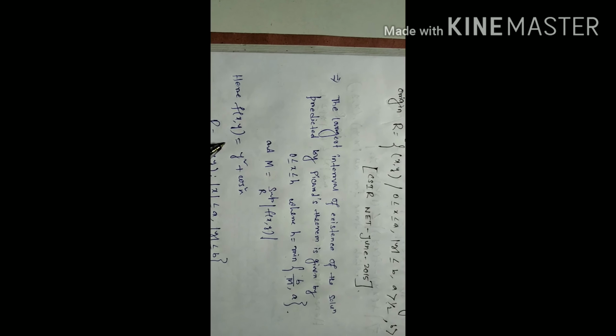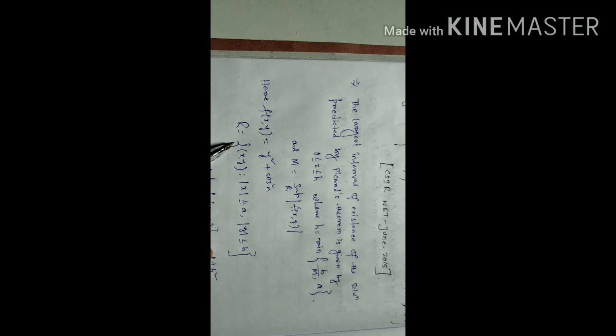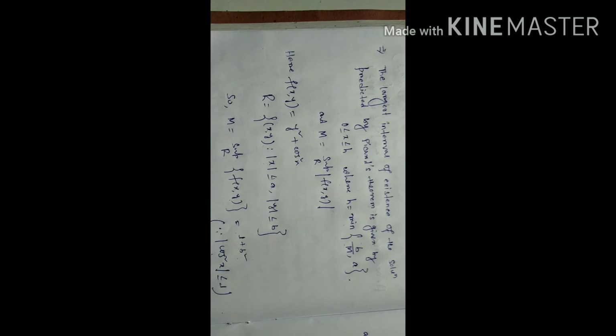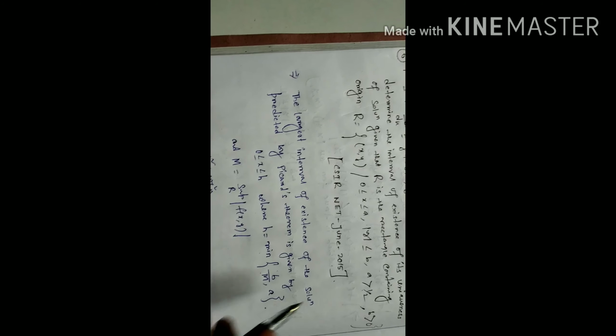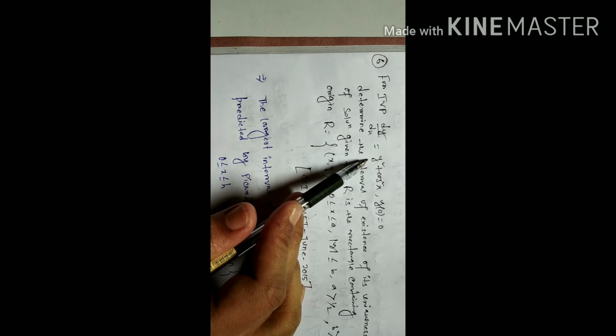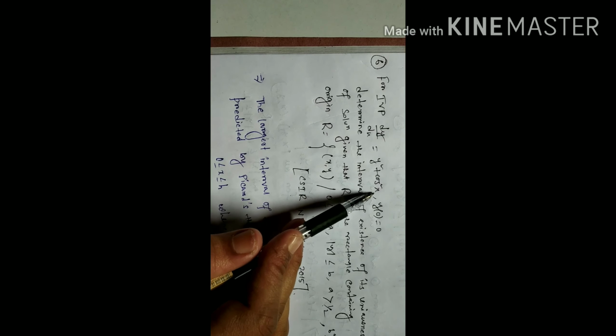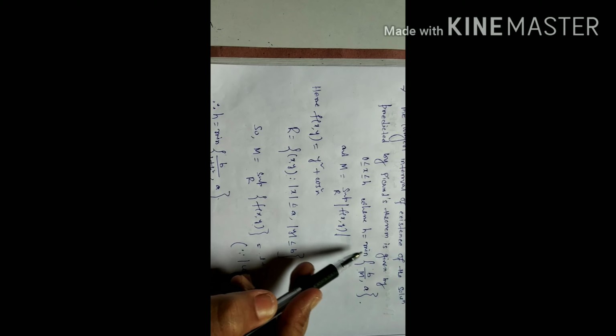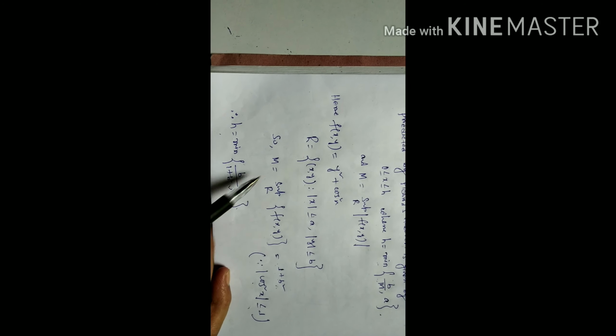Okay, the largest interval of existence of the solution predicted by Picard's theorem is given by 0 ≤ x ≤ h. Here h is defined by min(b/M, a), and M is defined by the supremum of |f(x,y)|. Here the given function is y² + cos²x, and R is the set of (x,y) such that 0 ≤ x ≤ a, |y| ≤ b. So M is the supremum of |f(x,y)|, that is 1 + b², because |y| ≤ b gives y² ≤ b², and |cos²x| ≤ 1. Hence M = 1 + b², and h is min(b/M, a), that is min(b/(1 + b²), a).